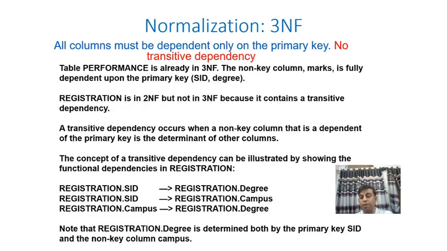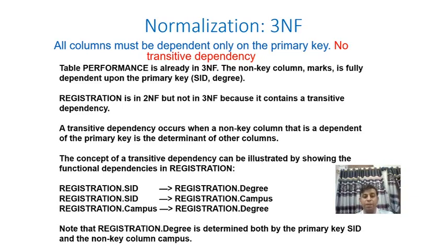So what is the definition of 3NF? All columns must be dependent only on the primary key, no transitive dependency. It means all the non-key attributes or columns must depend on only the primary key. There must not be any transitive dependency. What is transitive dependency? We'll see in a minute.